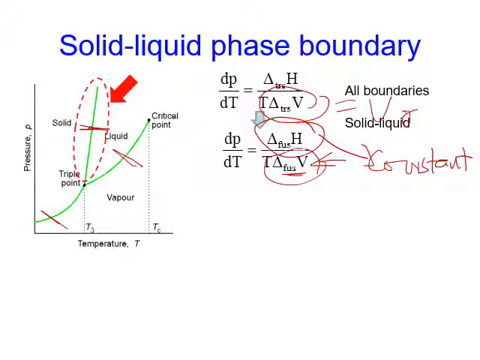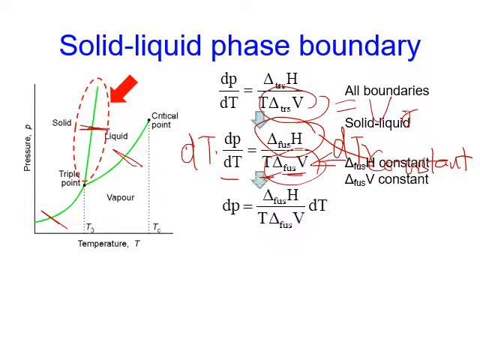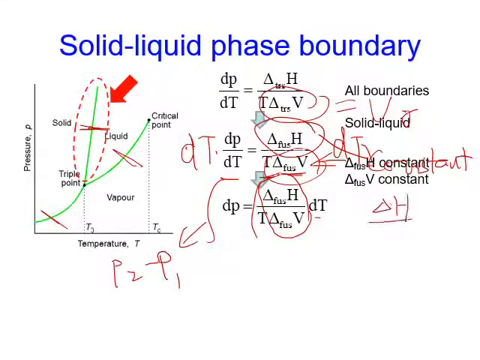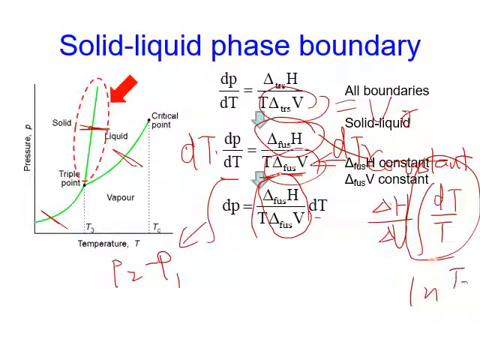To integrate, first we need to separate variables, because you see both sides have temperature. So to do that, we multiply by dT to cancel temperature on the left side. The equation now becomes dP equals delta H over delta V, remember, this is a constant, times dT over T. So integrating on both sides, the left side is just P2 minus P1. On the right side is delta H over delta V, which is a constant, times the integral of dT over T, and this integration is ln T2 over T1.